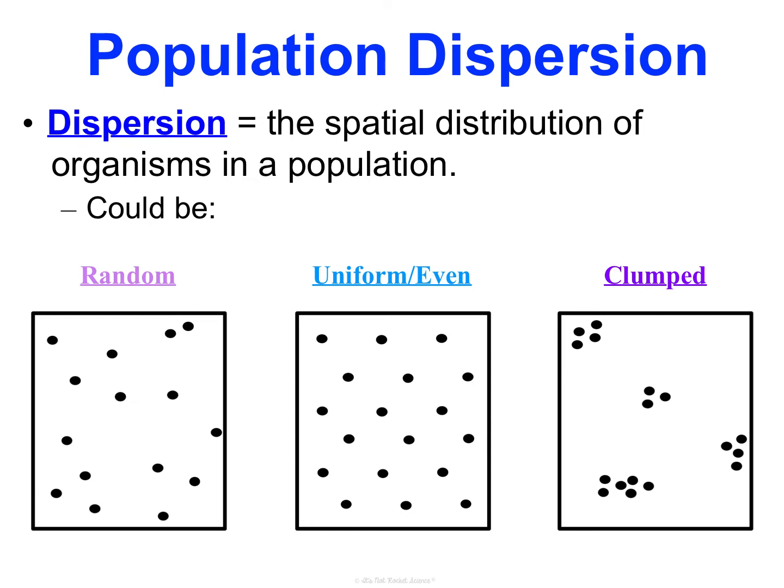Things that are clumped, like prairie dogs, you know what those are? Prairie dogs live in families, and so they tend to be clumped, grouped together.